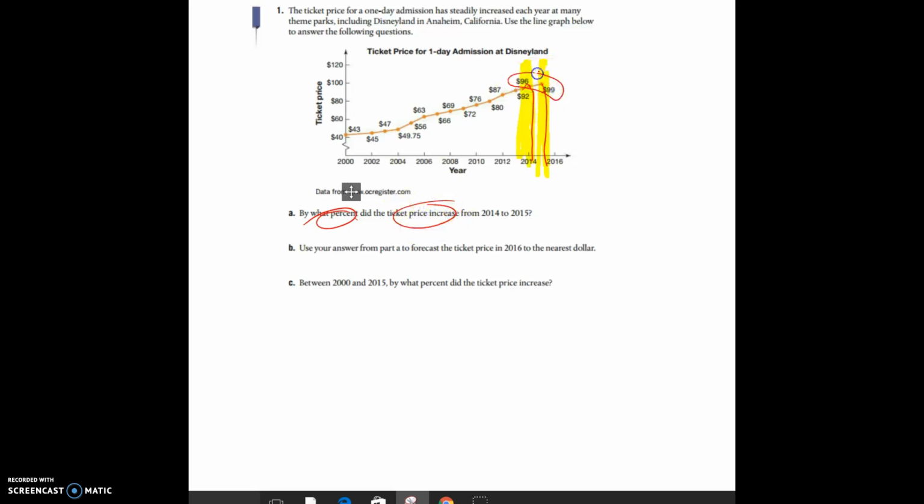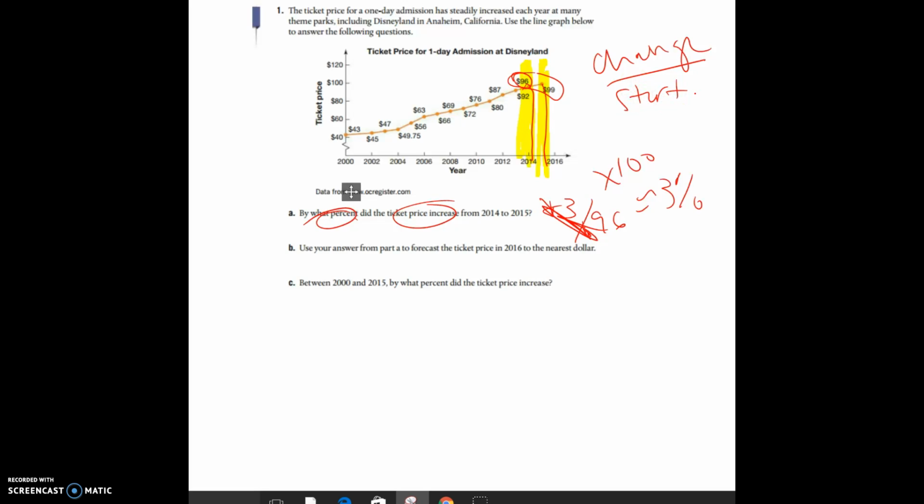So it went from 96 to 99, so that is a $3 change. And then you always divide by the start when you do percent increase or decrease, because you're trying to compare to where it was to where it's going. So it doesn't make sense to use where it's going to if you're comparing. So where it started it was $96. Again, units cancel, multiply by 100, and you should get about 3%. So you always take the change divided by the start or beginning amount.